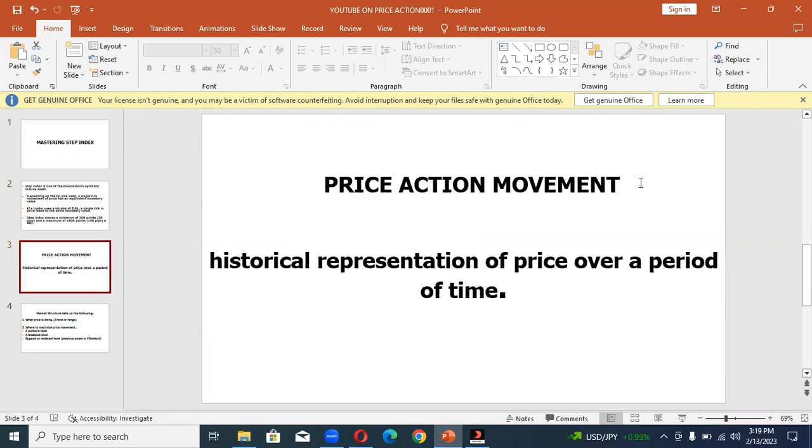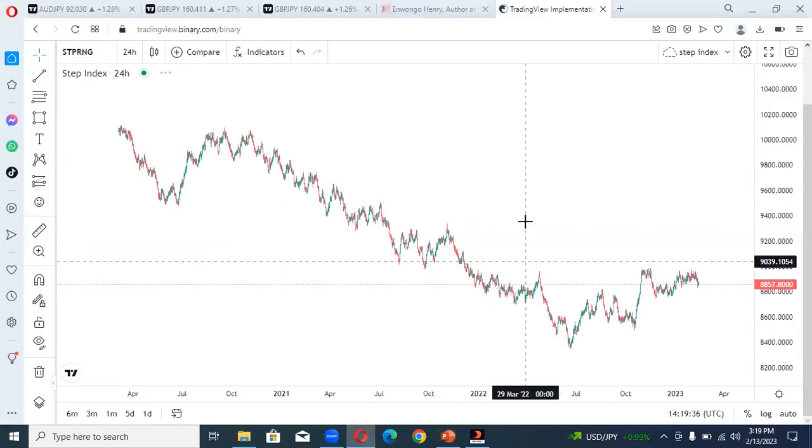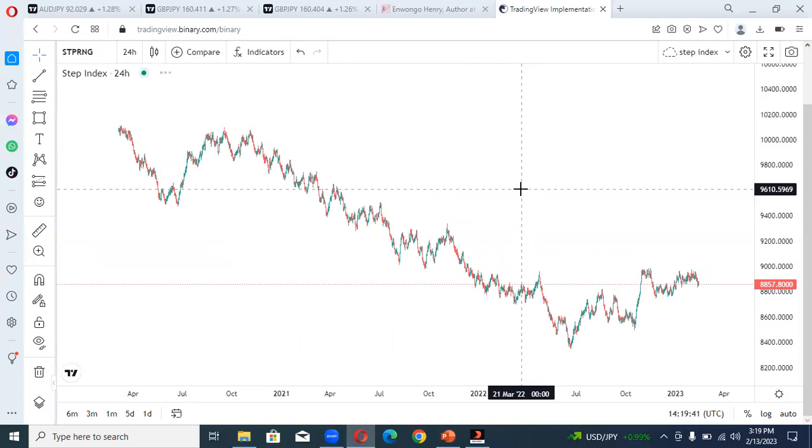For me, I personally prefer to understand a market by using the price action movement. Yes, I am a big fan of price action. So what is price action? It simply means historical representation of price over a period of time. What do we mean by that? Technical analysts believe that when price behaves in a particular way, let's say the way price behaved yesterday is the same way price will behave today, and it's actually the same way price will behave tomorrow.